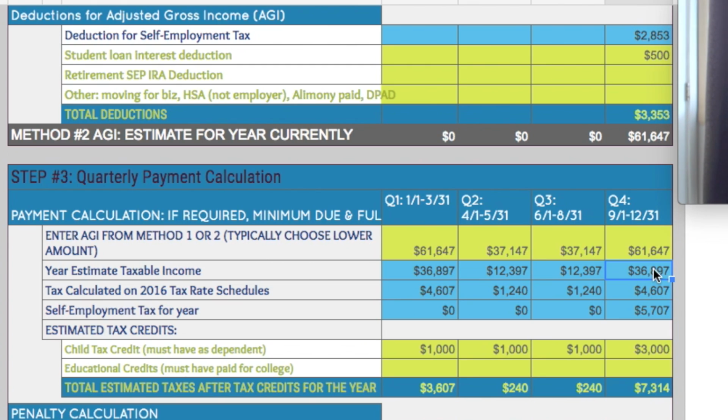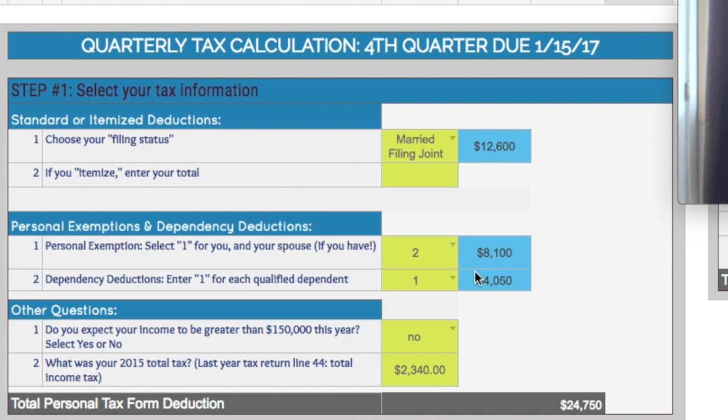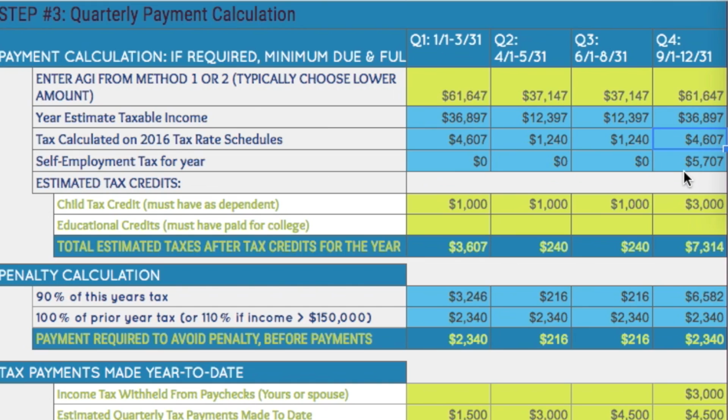This is your taxable income, your estimate. The reason it's about half the amount is because of all those things you entered up here. Next, this 4,607 is your tax calculated for your income tax. So that is income tax. Your self-employment tax is this amount right here. So these two combined are your total taxes, $10,314.